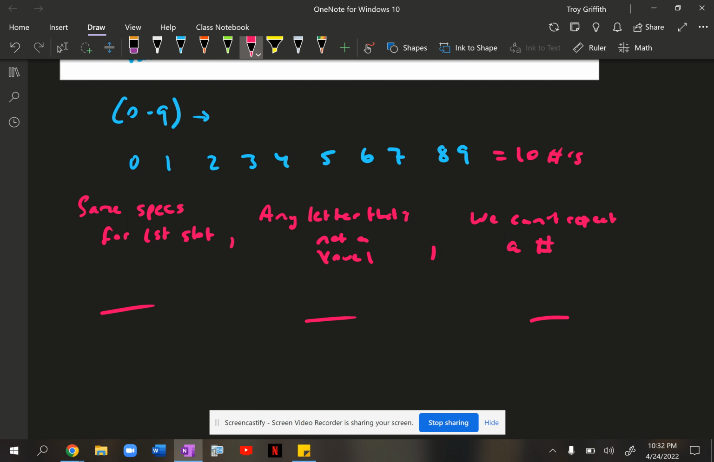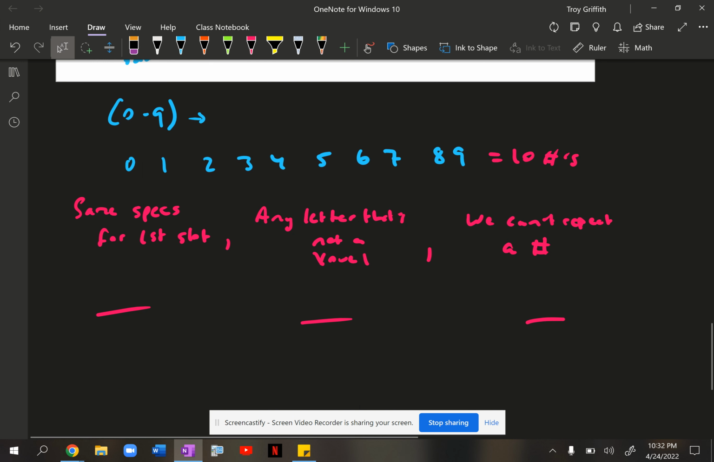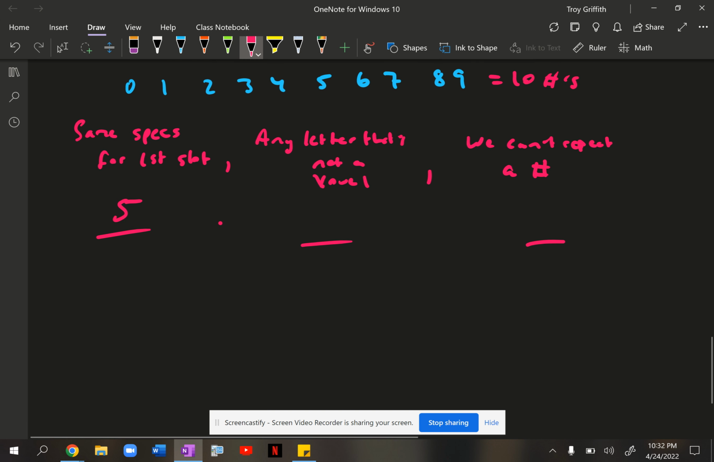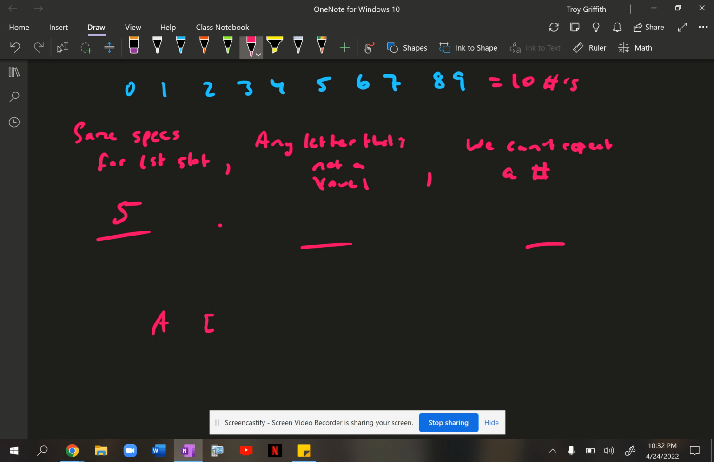So for the first number, same specifications as what we had up here. So it's got to be a number that isn't odd. So we already said, hey, there's 5 options for that. Okay. If the second slot can be any letter that's not a vowel, well, let's think about the vowels of the alphabet. A, E, I, O, U. We will not consider Y to be a vowel here. Well, that is 1, 2, 3, 4, 5. So if there's 26 letters and 5 of them are vowels, and those are not options, that means we have 21 options that are not a vowel.